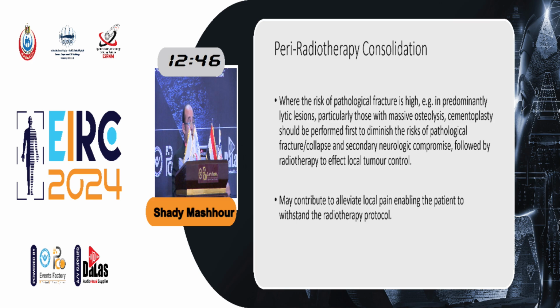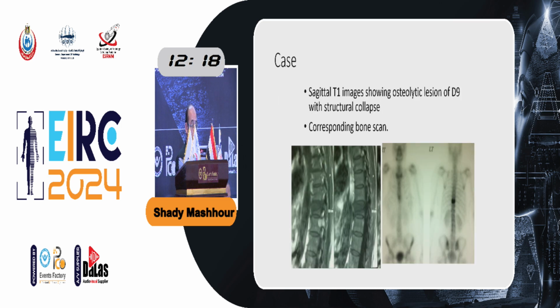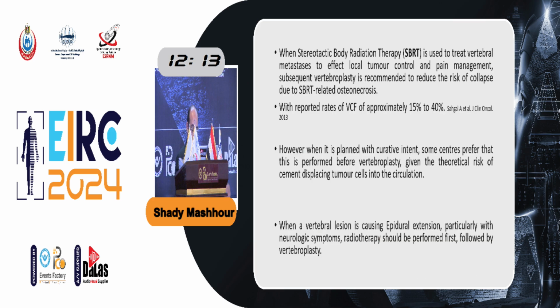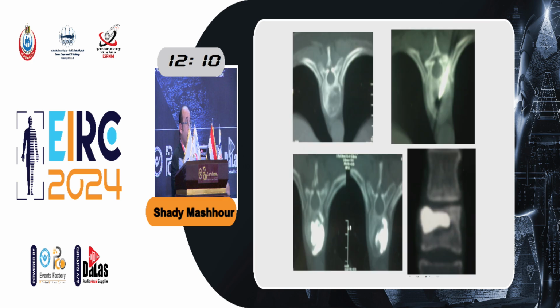The peri-radiotherapy consolidation, peri meaning before or after the radiotherapy, depends on multiple factors. Again, we do it on an MDT basis, where there is a high risk of pathological fracture in predominantly lytic lesions where the bone is destructed. We usually do cementoplasty first, and then we send them for radiotherapy so the patient can tolerate the radiotherapy and live a better quality of life. However, this is a case, bronchogenic metastatic to D12, and this is the corresponding bone scan, and this is after consolidation. We fill the vertebrae with cement and send the patient for radiotherapy.